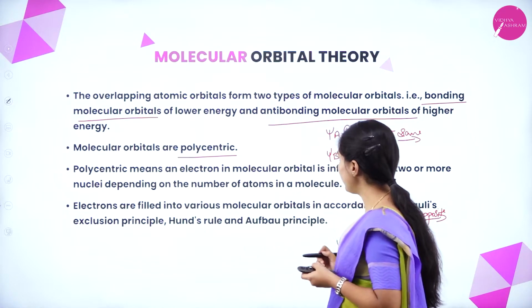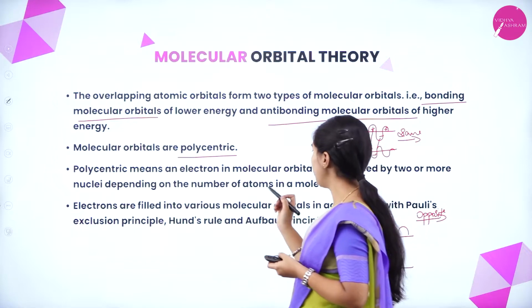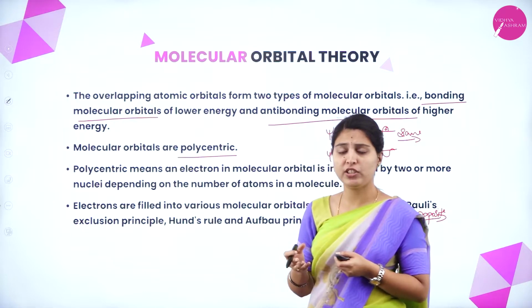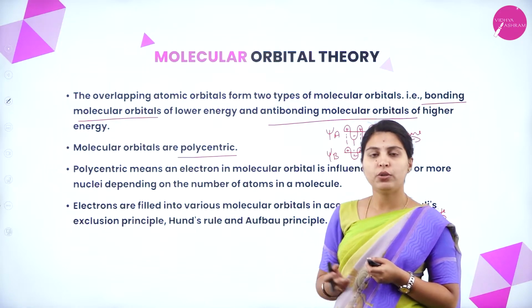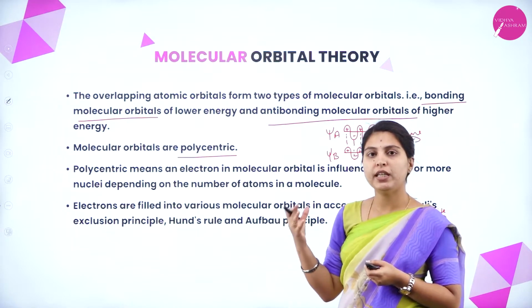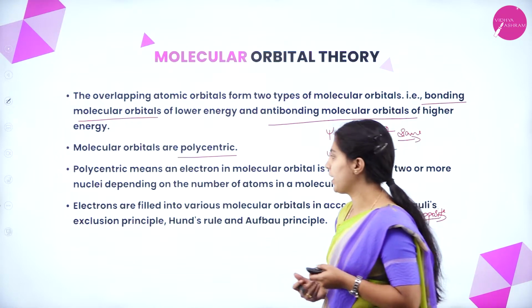Polycentric means an electron in a molecular orbital is influenced by two or more nuclei depending on the number of atoms in a molecule. Molecule means a number of atoms will be present. In a number of atoms, so many nuclei will be present. So, it will be influenced by two or more nuclei. So, it will be polycentric.